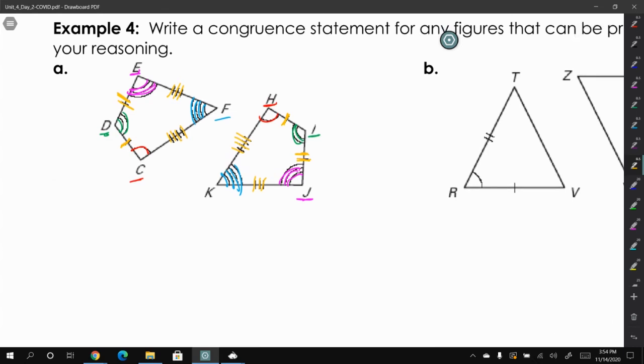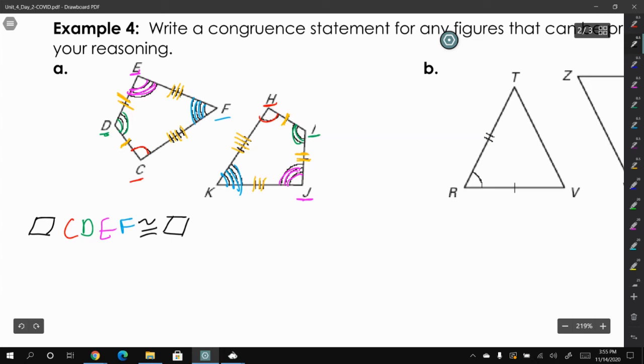All right, so now we can write a congruent statement. We're going to write, let's go in the same order. Start with red. So C, D, E, F is congruent. Oh, and this isn't a triangle. It's a quadrilateral. It's 4 sides. So you can either write the word quadrilateral or put a quadrilateral symbol in front of it. And we got to go in the same order.